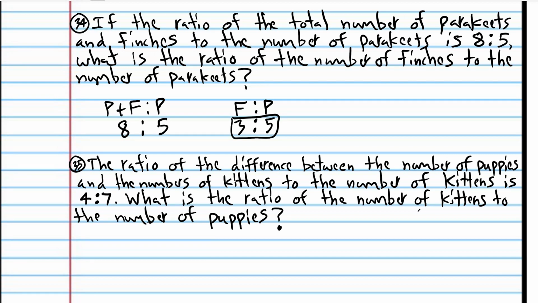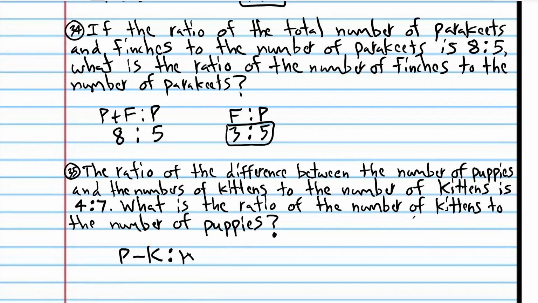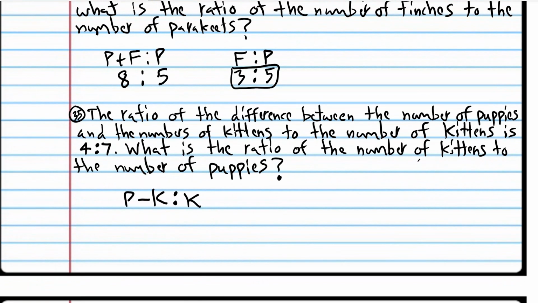All right, we're back. The ratio of the difference between the number of puppies and the number of kittens to the number of kittens is 4 to 7. Now, it says puppies first, so we have to say puppies minus kittens to the number of kittens. So P minus K is 4, and K is 7. So if you take the number of puppies and you subtract the number of kittens, you get 4. So we know there are 7 kittens, so if you take the number of puppies minus 7 and you get 4, that means there are 11 puppies.